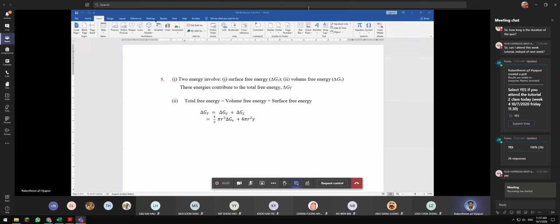Okay, write it down. Okay, 4/3 pi r cubed, change of G_V, plus 4 pi r squared, specific surface energy, gamma. Okay. Next question.